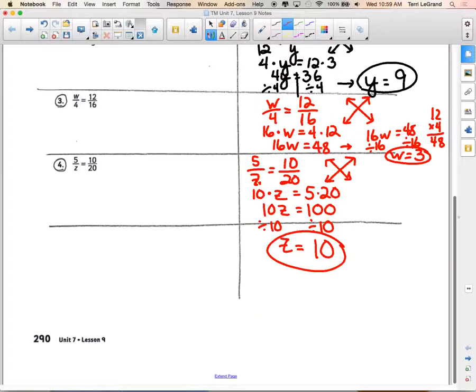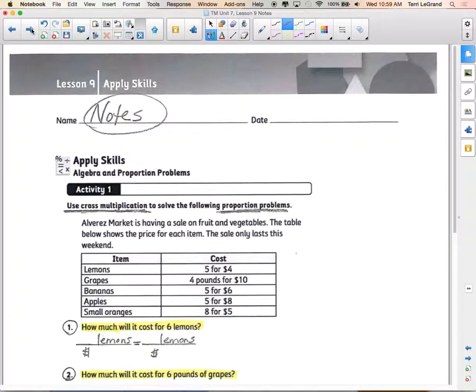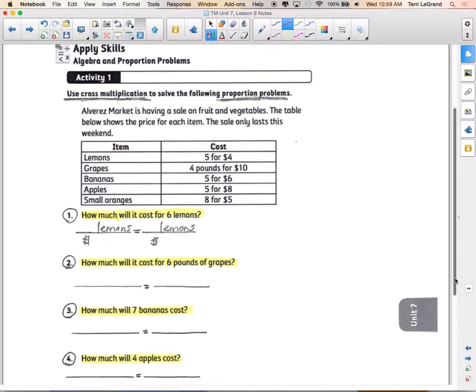So, we have 2 different strategies to use. Today, which one are we going to use in our homework? Cross multiplication, that's right. Anybody have questions? Okay, let's go to the back side because now this is when we're going to have to set up our own and we're going to use cross multiplication to help us solve them. Okay?